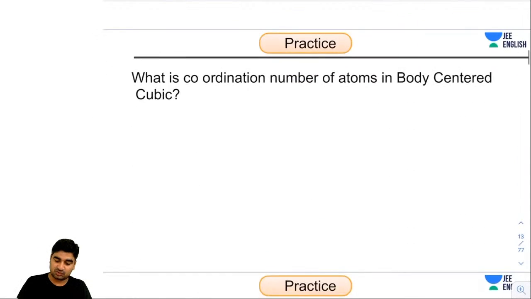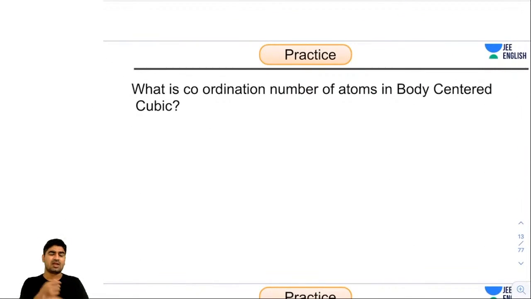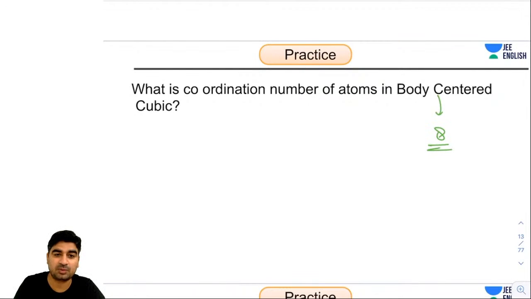So guys, the next question on your screen. I'm asking the basic problems on the topic which I covered in yesterday's class. Now what is the coordination number of atoms in body centered cubic? Let's see who gives the right answer. Yes, Lokesh, this time you are right. It would be 8. And how would it be 8?